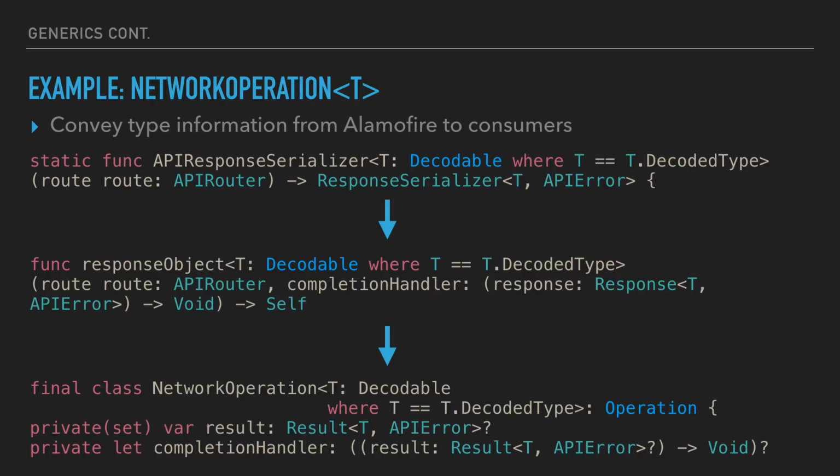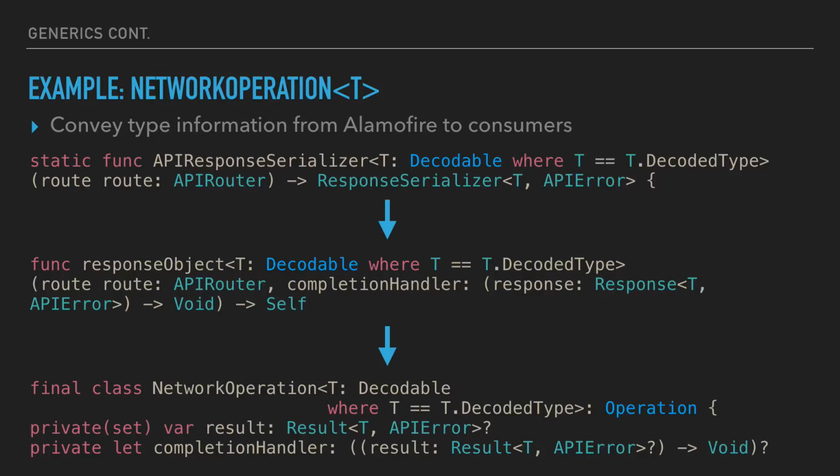Eventually, Alamofire will call, when the request comes back, my response object function, which again has the same sort of type constraints as the serializer. And so the types that are passed from the serializer to the response method are passed with full fidelity. This takes a completion handler, which again takes a generic response, which has my type that I've already defined and my own error. And finally, I'm able to implement my own wrapper operation for this.